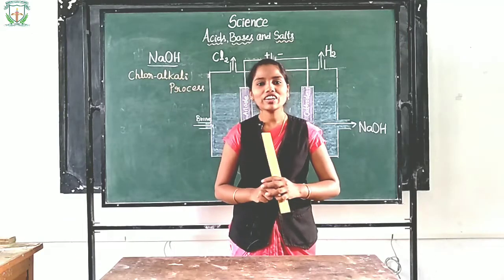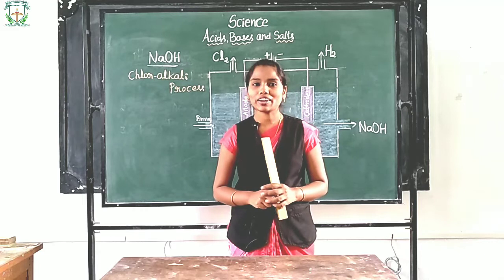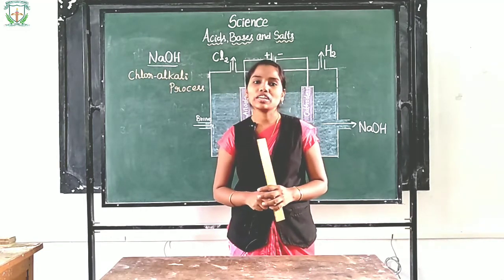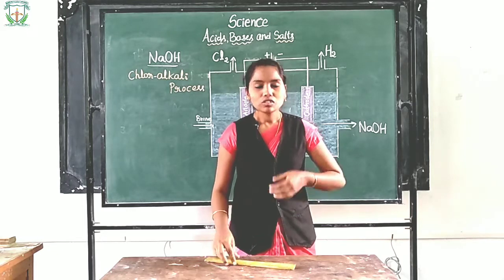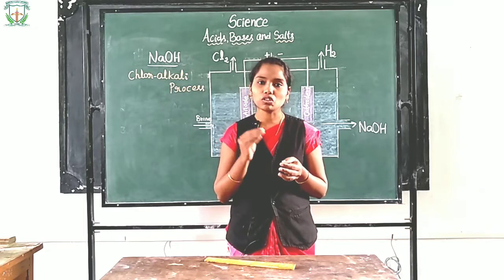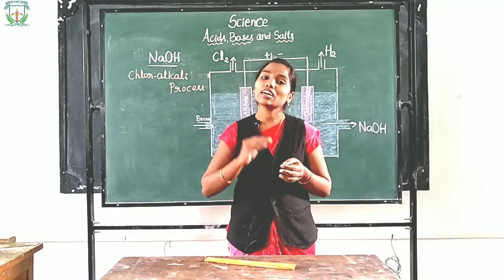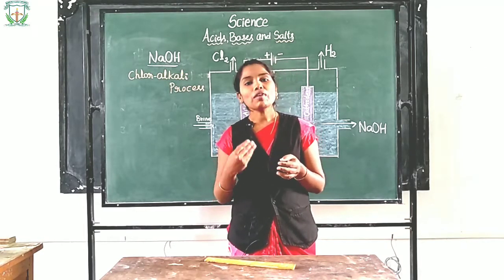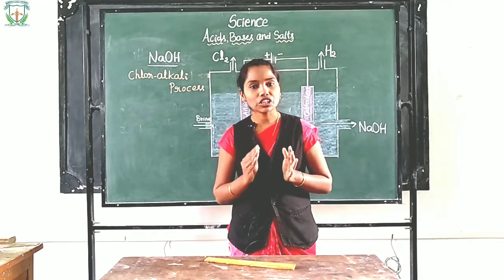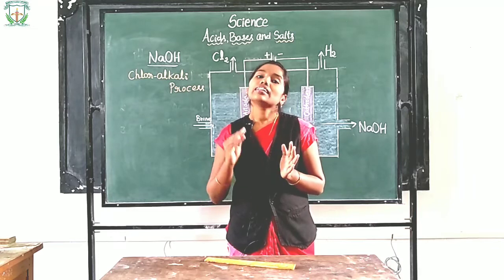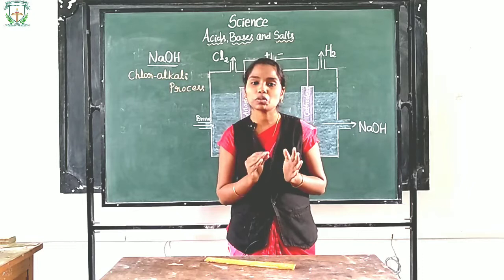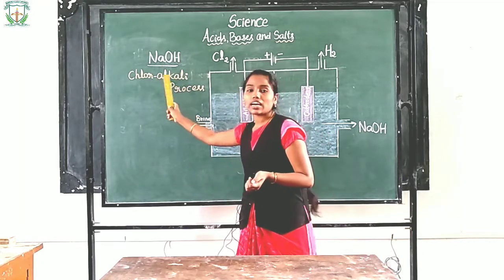So children, now we are going to see how sodium hydroxide, that is NaOH, is prepared from the raw material sodium chloride. This process involves passing electricity through an aqueous solution of sodium chloride, which decomposes to form sodium hydroxide, and this process is called the chloralkali process.